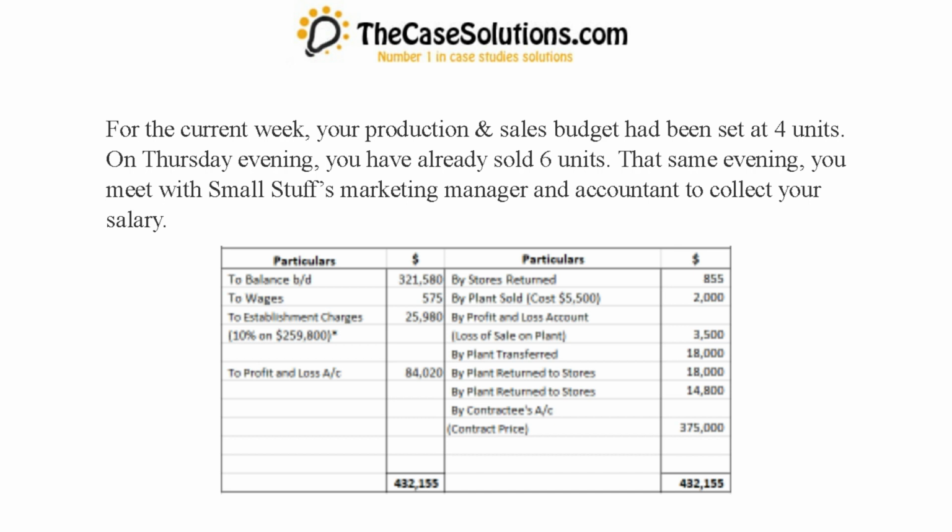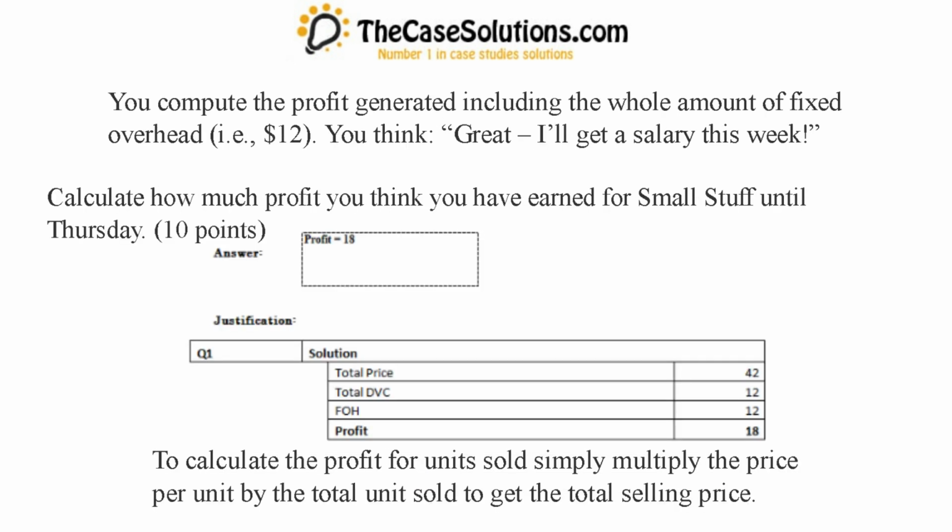That same evening, you meet with Small Stuff's marketing manager and accountant to collect your salary. Required. You compute the profit generated including the whole amount of fixed overhead, i.e., $12. You think, great, I'll get a salary this week. Calculate how much profit you think you have earned for Small Stuff until Thursday.